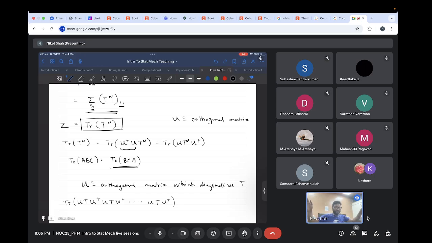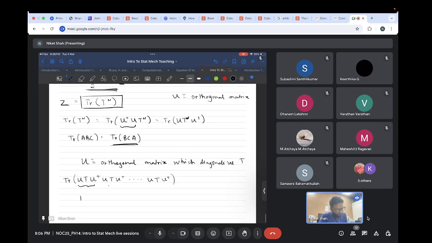There are t raised to power n, there are many terms, t multiplied by t multiplied by t. Between the two t's, I am inserting u dagger and u. Between every two t, I am inserting u dagger and u, which is identity, so I can insert it in between, right? So that's how I open up the entire multiplication, and I claim that this u t u dagger is just some t diagonal, and all these multiplied just give t diagonal raised to n, and I have to find the trace of this. This is basically my partition function Z.